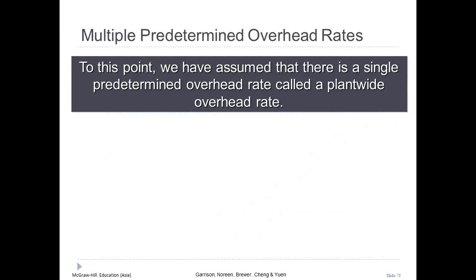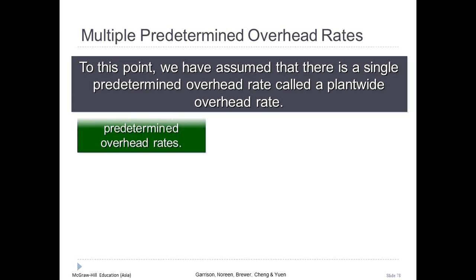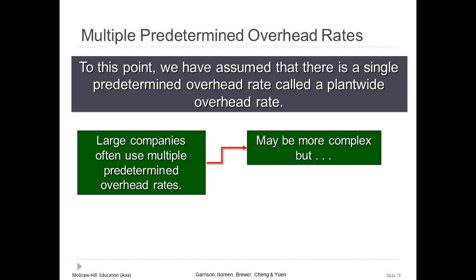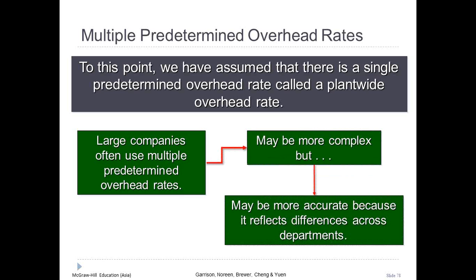We have assumed that the company has used one single predetermined overhead rate for the entire factory. Many large companies use multiple predetermined overhead rates. Using multiple overhead rates can create more complexity. However, the use of multiple rates promotes greater accuracy in the allocation process because it reflects the differences across departments in how overhead costs are incurred.